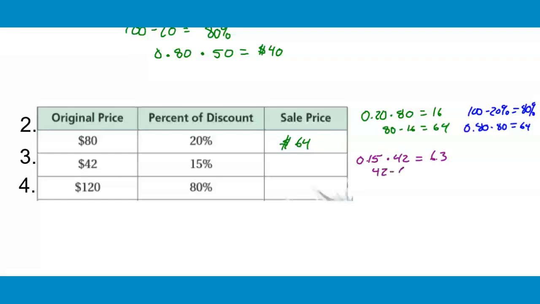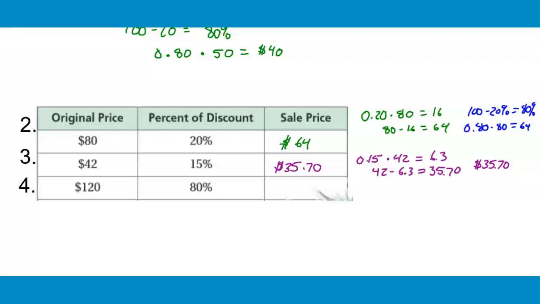So 42 minus 6.3, and we're dealing with money here. So that comes out to 35.7. Now we're dealing with money, so I want to put a 0 there, and I want to put a dollar sign on. So it's $35.70. And all of these prices are discounted prices. So if we look at the original price, our sale price should be less than the original price. It wouldn't be much of a sale if the price went up. So make sure you're doing the right thing there.